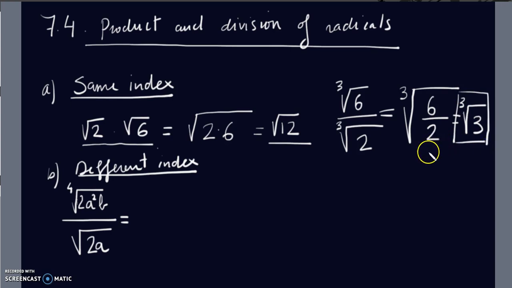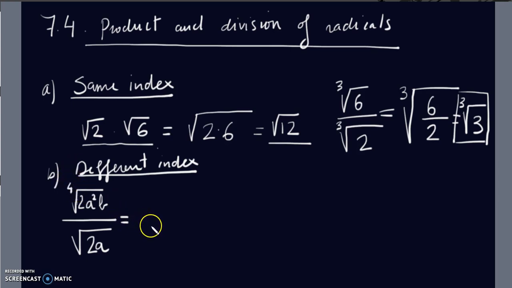That's the result. Second case. This is more complex, because we have different indexes. In this division, this is the fourth root and this is a square root. That's different, so what we need to do is to put both radicals with the same index.